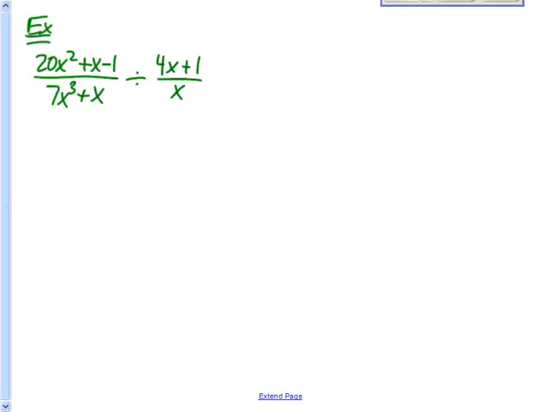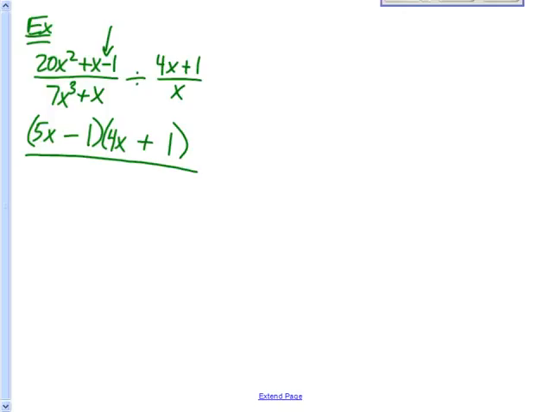Factor that 20x squared plus x minus 1, so that'll be 5x. Let's try 4x here. Factors of 1, 1, and 1. And then we say, well, since that's negative, one of these has got to be either negative positive or positive negative, all right? That should do it for us.